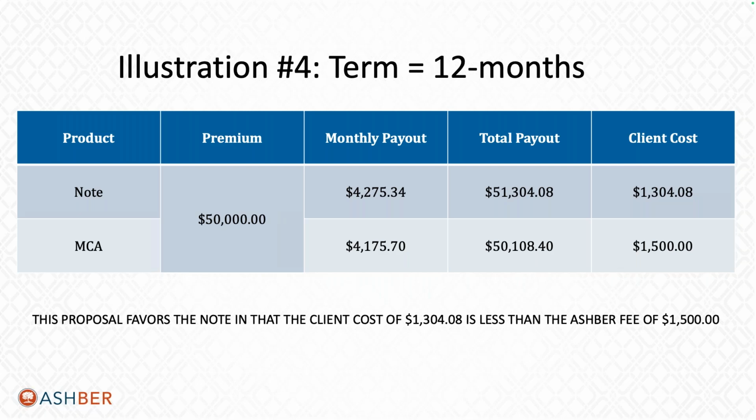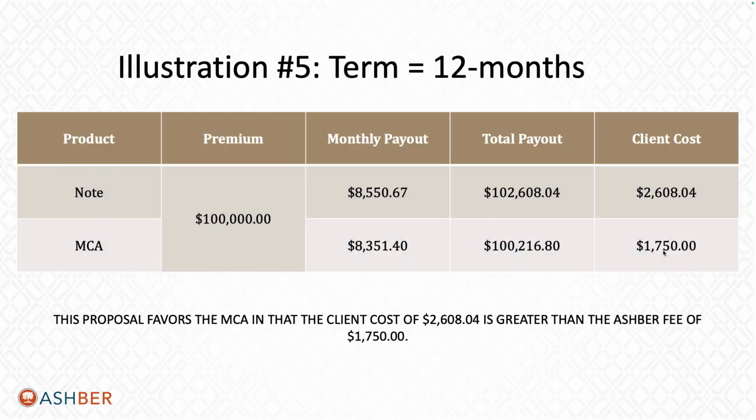12 months, $50,000, I'm not sure we see a lot of cases like that per se, but that would be a situation where it's, you know, pick or choose your option at this point. Illustration 5, which you'll notice is probably the same as number 2 here, a 12-month, $100,000 annuity or note. We see the client cost over here. Again, the promissory note cost goes up to $2,608, and the annuity cost goes up to $1,750.